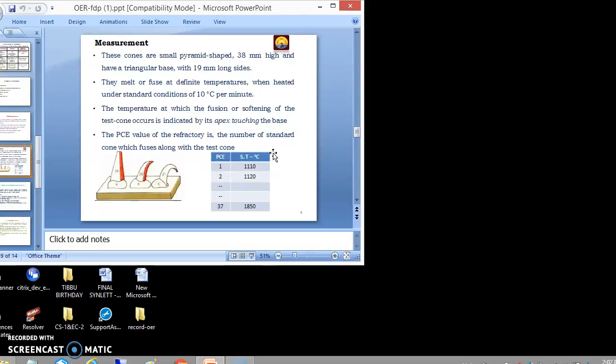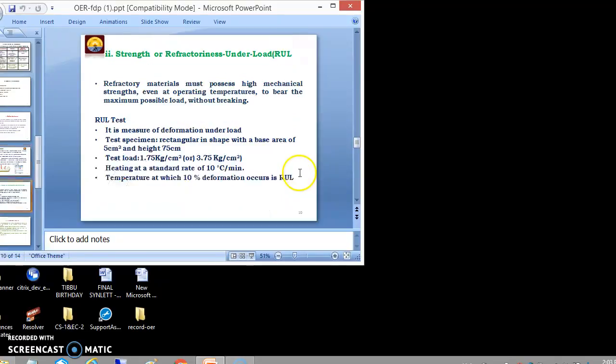How to measure the refractoriness? The refractory material cones are molded into a small pyramid shape that is 38 mm high and has a triangular base with 19 mm long sides. They melt or fuse at definite temperatures when heated under standard conditions of 10 centigrade per minute. The temperature at which the fusion or softening of the test cone occurs is indicated by its apex touching the base. The PCE value of the refractory is the number of the standard cone which fuses along with the test cone.